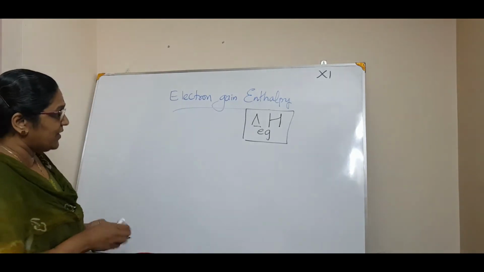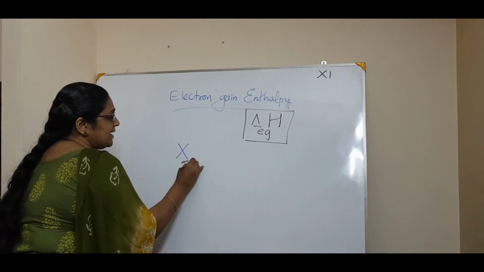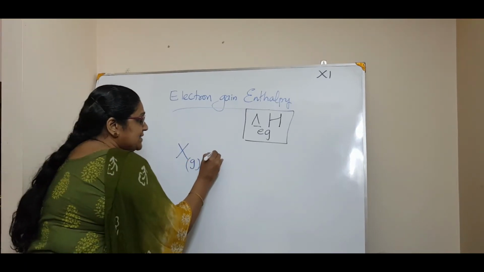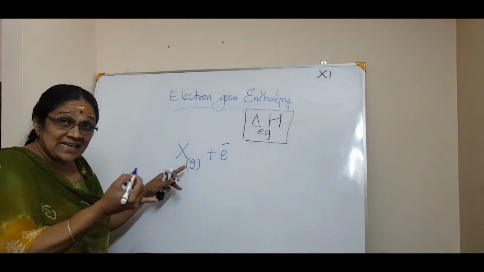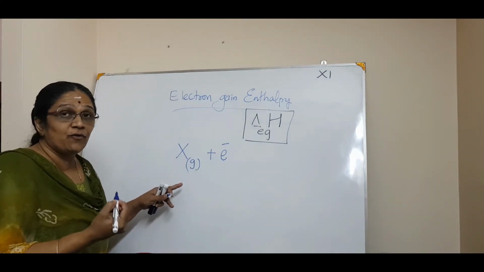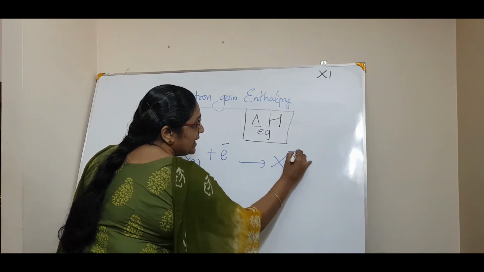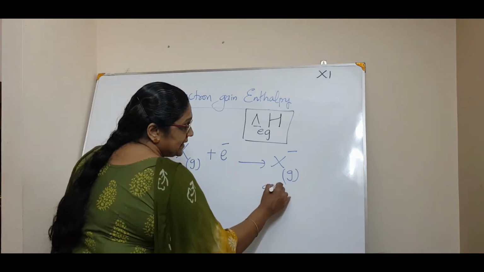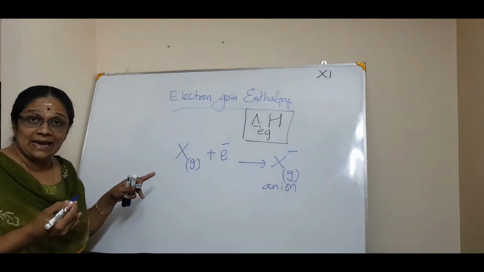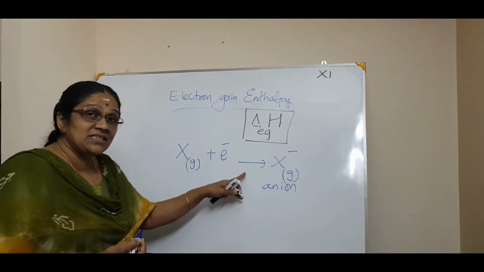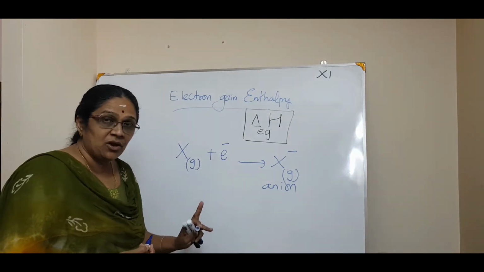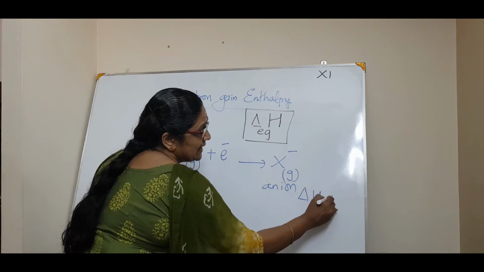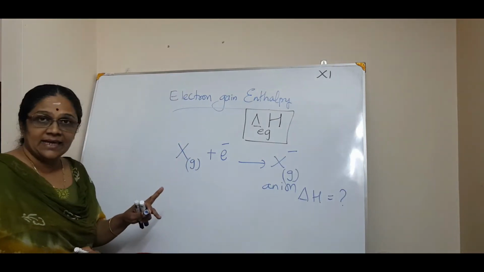For example, if I say very simply, X is a gaseous atom, a gaseous isolated neutral atom. This X, if it accepts one electron, it gains one electron, what will it form? It will form an X minus, isn't it? X minus ion, which is called an anion. So in electron gain enthalpy, an anion is formed. And how much energy is required for accomplishing this reaction? That delta Eg, that delta H, is called electron gain enthalpy.